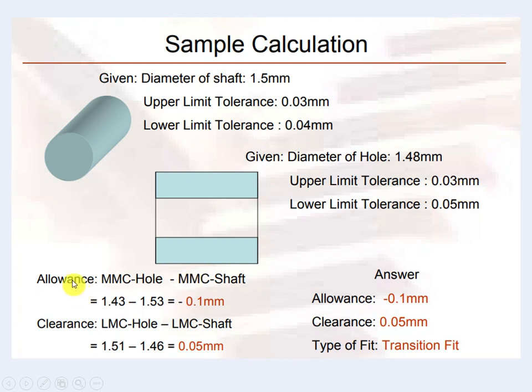Now, as you see, to calculate the allowance, you need MMC hole minus MMC shaft. We have a negative value. Clearance, LMC hole minus LMC shaft, positive. One of them negative, one of them positive. What is meant by that, guys? When you have negative, positive, transition.